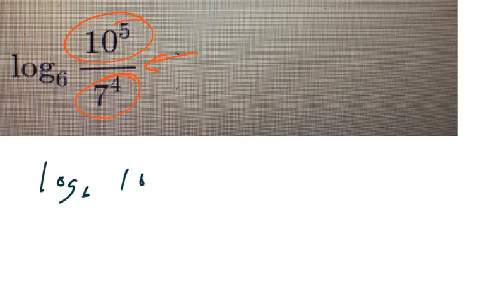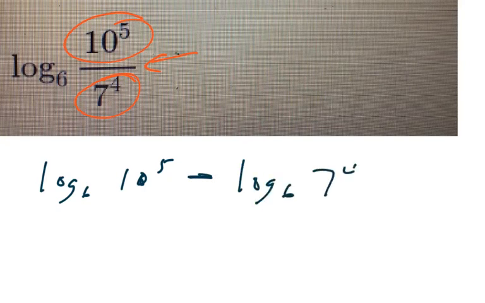So notice this one, guys, basically has this divided by that. That divide right there means we're going to make it into a minus. Remember, with divide, you do divide with exponents with minus. So we have a log base 6 of 10 to the 5 minus log base 6 of 7 to the 4.